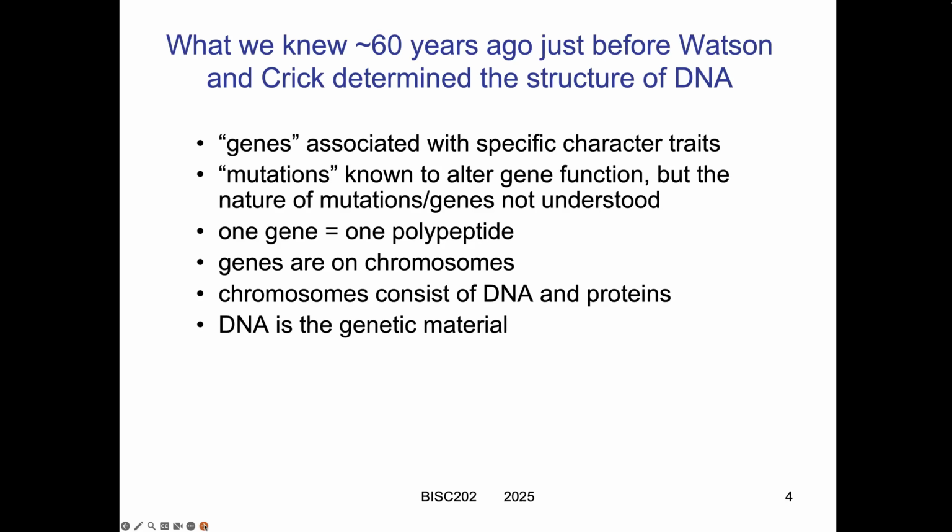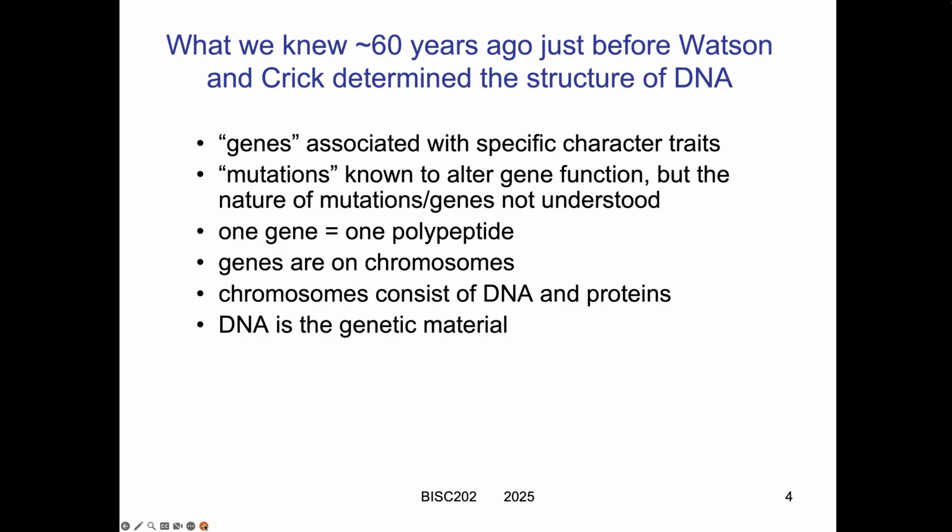And it was known that there were mutations, changes in genes that altered gene function. So mice that had albino fur, all white, instead of having the normal brown kind of speckly color fur. So it was known that gene function was altered by mutation, but it wasn't completely clear what the nature of that was. It was known that a gene was equivalent to a polypeptide. This is a little oversimplified based on what we know, but the idea was that genes were somehow associated with a protein and a functioning protein.